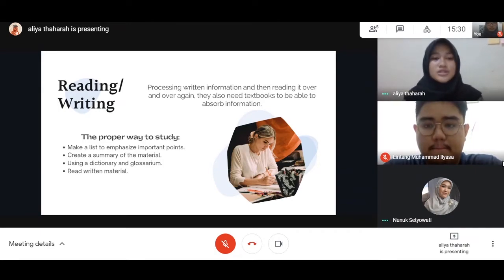The proper ways to study for the reading or writing learning style are: making a list to emphasize important points, creating a summary of the material using a dictionary and glossary, and reading written material.